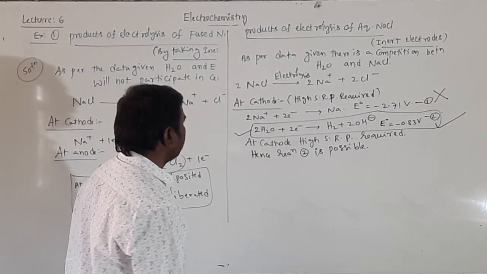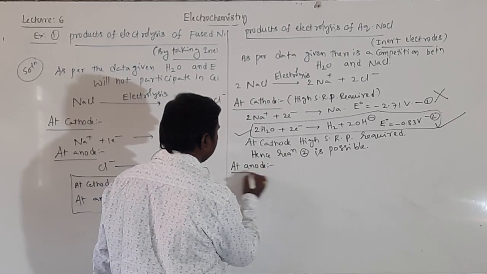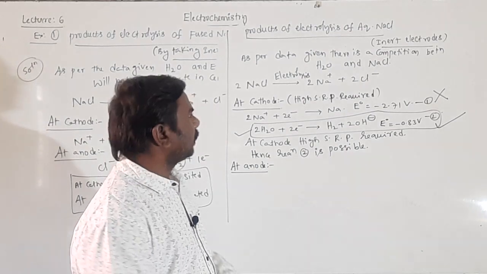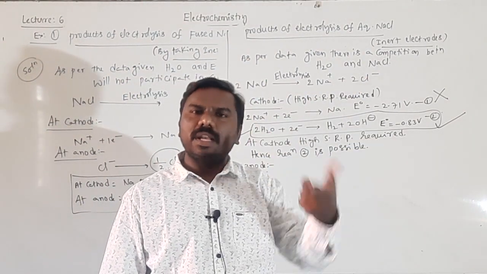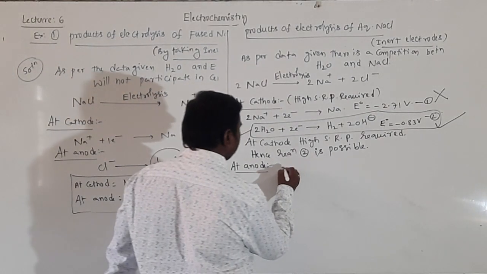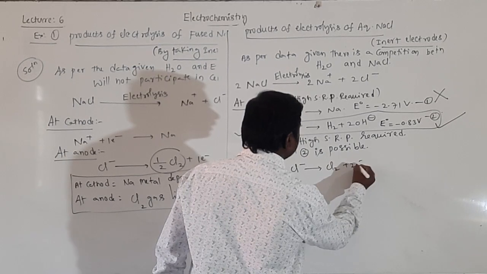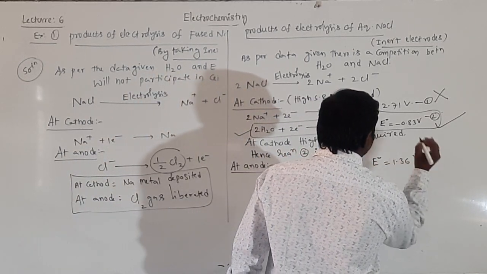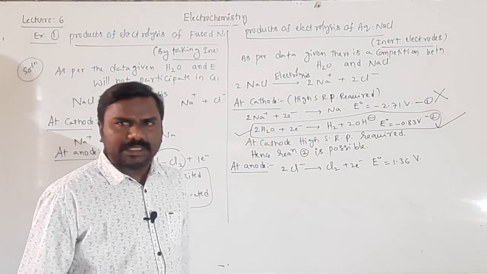Next, students, at the anode, generally what reaction is taking place? Oxidation is taking place. Oxidation means Cl minus has one extra electron, loses the electron, and is oxidized. So I am writing 2 Cl minus gives rise to Cl2 plus 2 electrons. For this, E naught is equal to 1.36 volts. That is the SRP of Cl2.